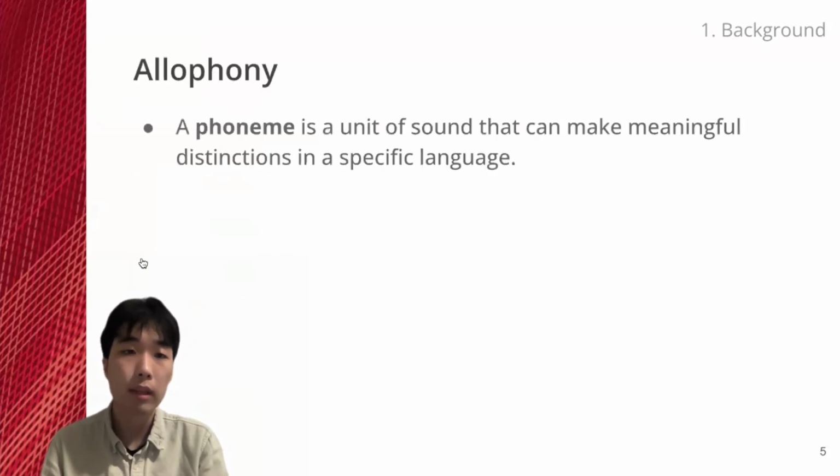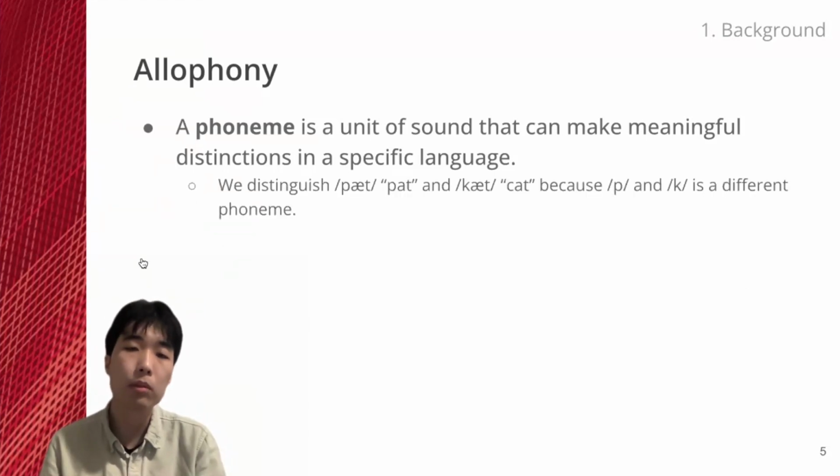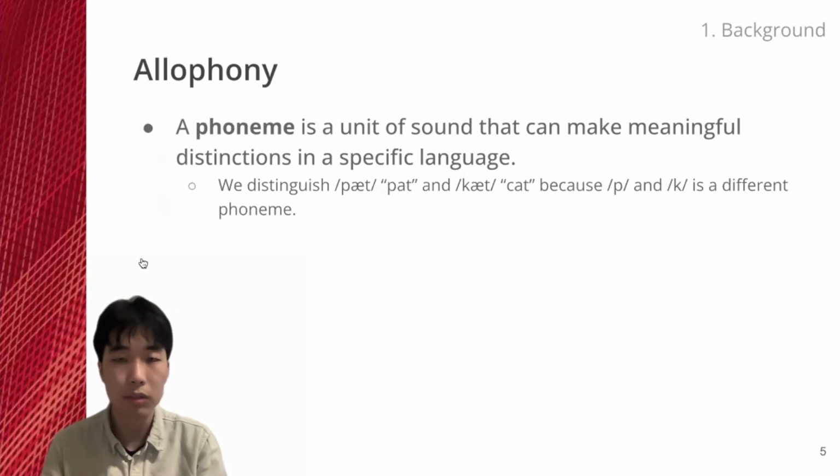To understand allophony, we need to first understand what a phoneme is. A phoneme is a unit of sound that we produce. So how do we define the unit? The criterion is that it has to be meaningfully distinct. For example, in "pat" and "cat", we distinguish them because p and k are different phonemes, right? Leading to different meaning.